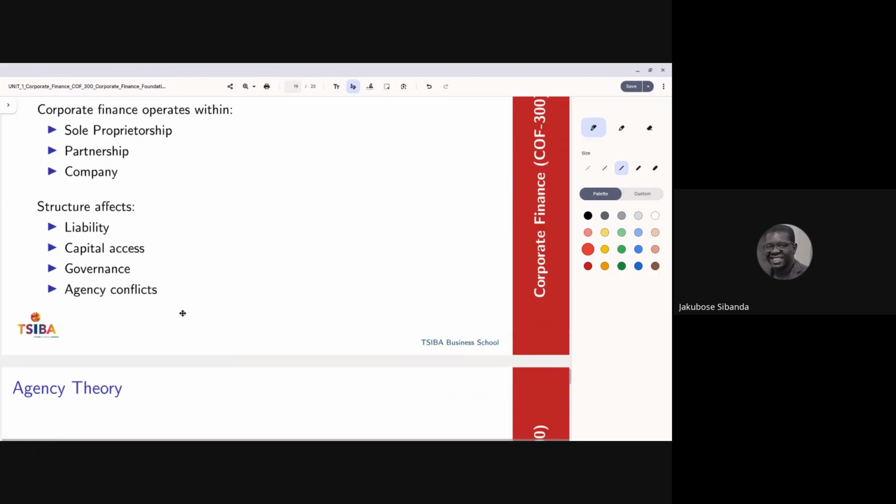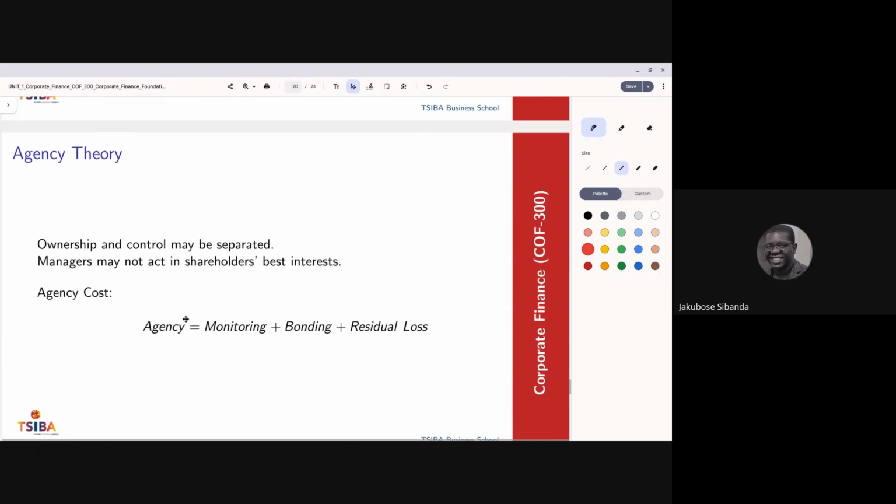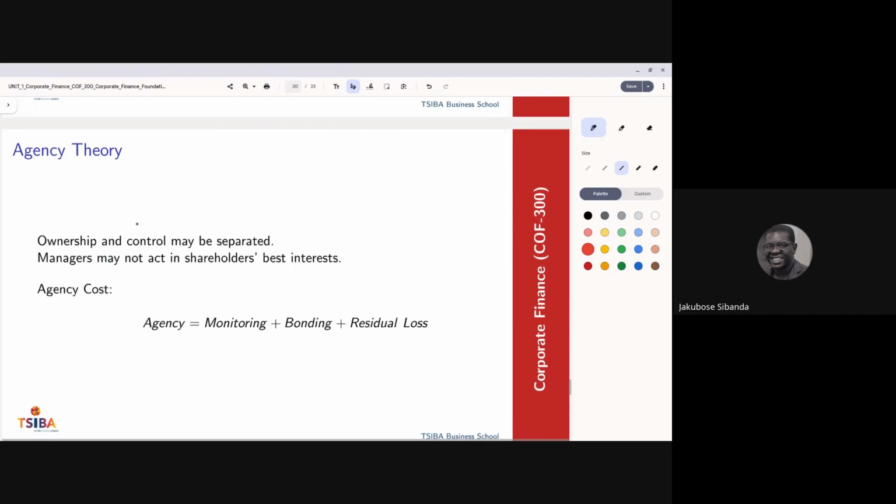So these are business structures. I'm not going to touch on this, but I can touch on this: agency theory.